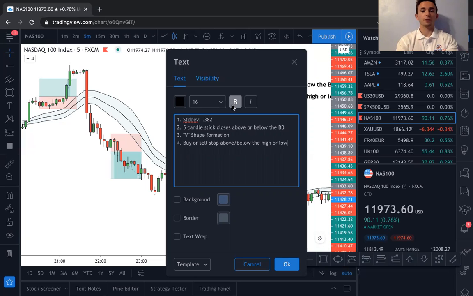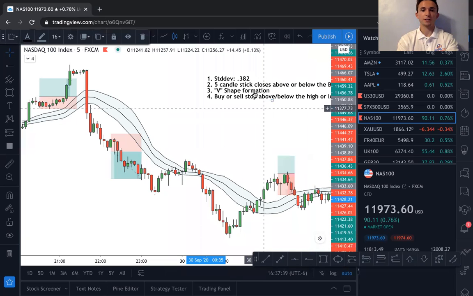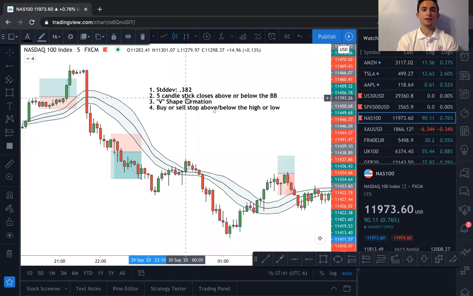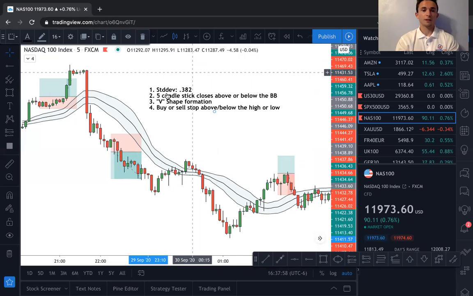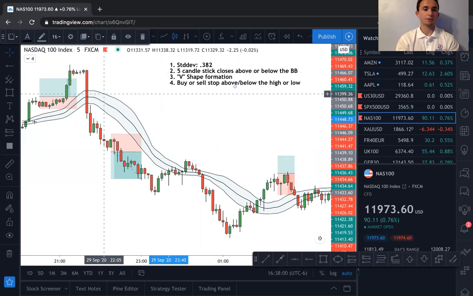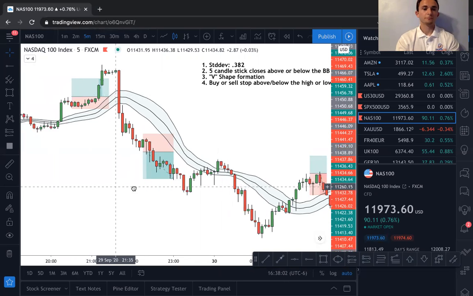And so I'm going to go through and explain all of these, but make sure if you're taking notes here, write these down. You need to have the standard deviation at 0.382. You need to look for 5 candlesticks to close either above or below the Bollinger Band. You need to look for a V-shaped formation. And then you need to have a buy or sell stop above or below the high or low. And so what we're going to do is jump right in here, and I'm going to show you this first example right here.